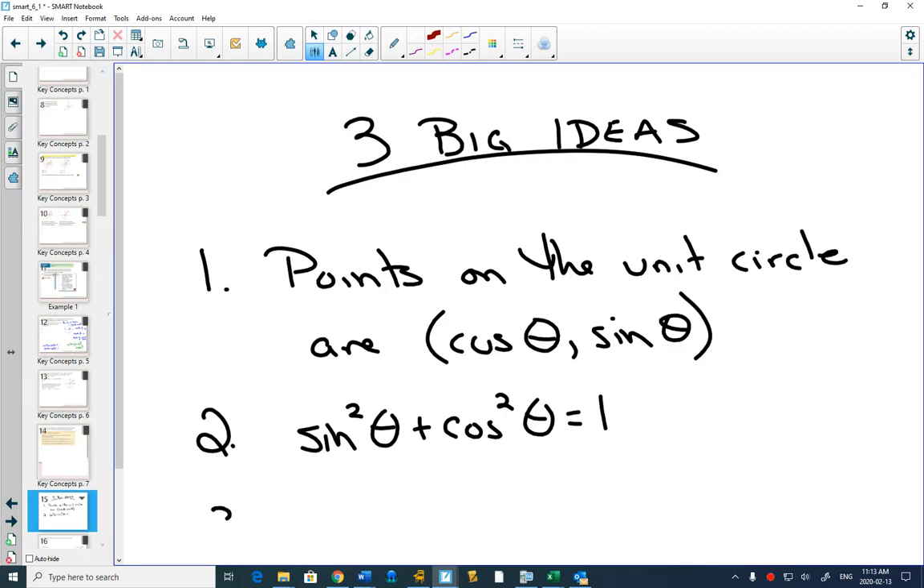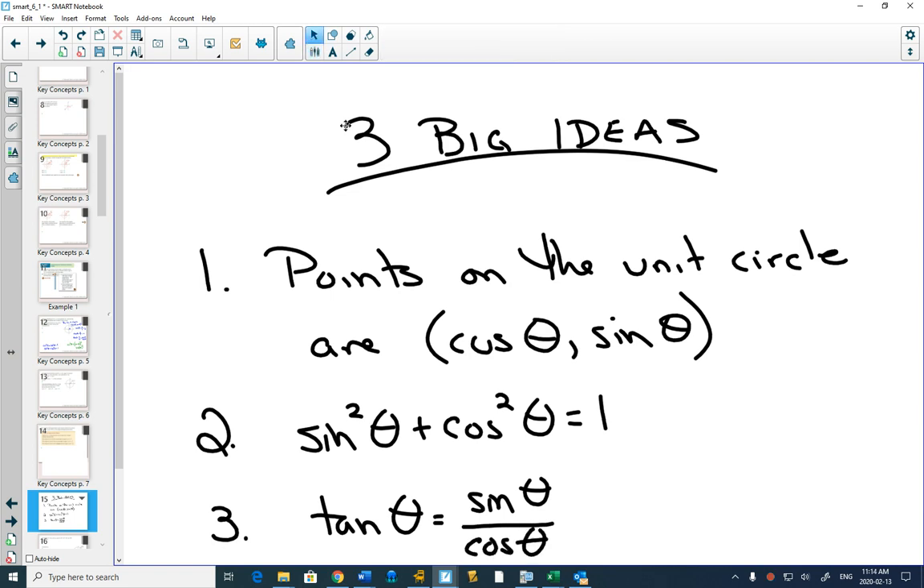And big idea number 3, that tan of theta is equal to sine of theta over cos of theta.